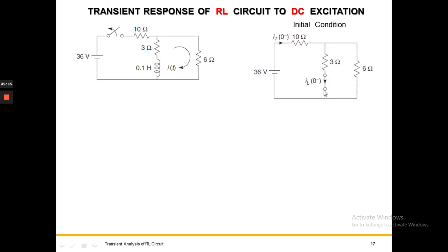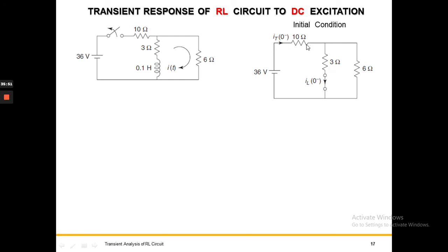This inductor will act as a short circuit. Evaluate the current through the inductance, which will determine the inductance's frequency domain equivalent circuit. You can see that this is the total current, and this total current is going to split into two parts. So you have to find this IL 0 minus. Find the total current at 0 minus. These two are a parallel branch which is in series with this 10 ohm.